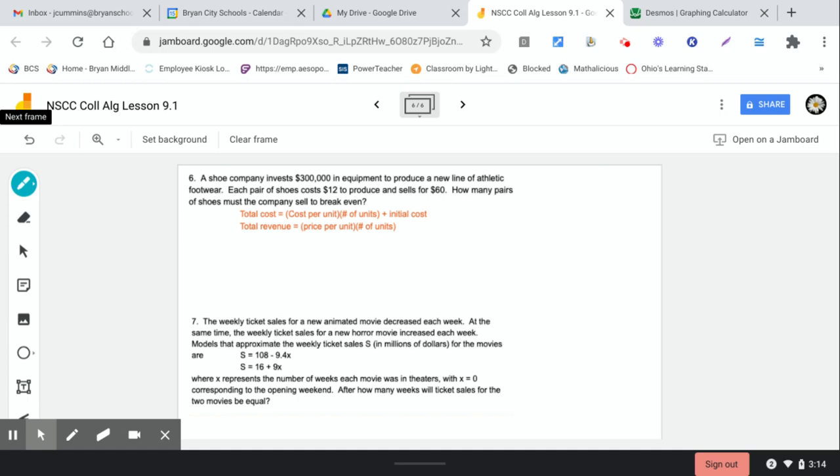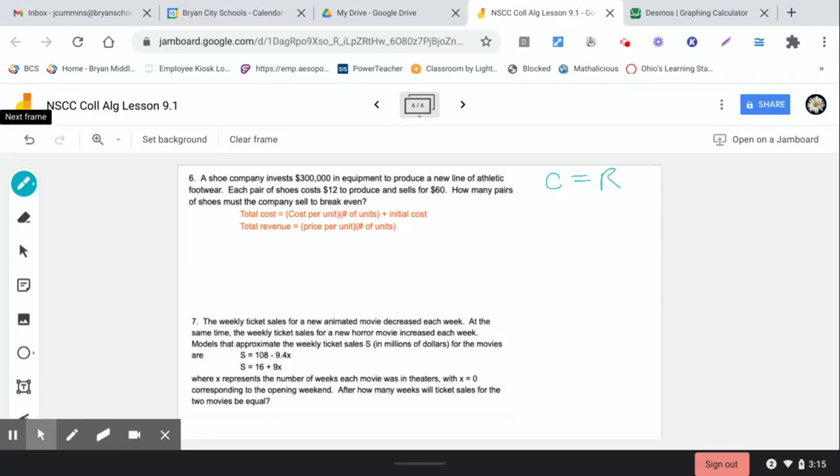All right, next we have a shoe company. They've invested in some equipment so they can make some shoes. The shoes cost $12 to produce and sell for $60. So their goal is to break even. So when we break even, our cost needs to equal the revenue. Okay, cost is money going out, revenue is money coming in.